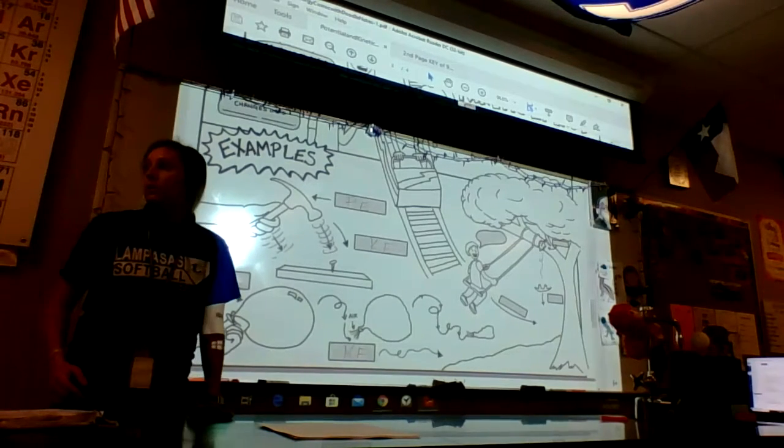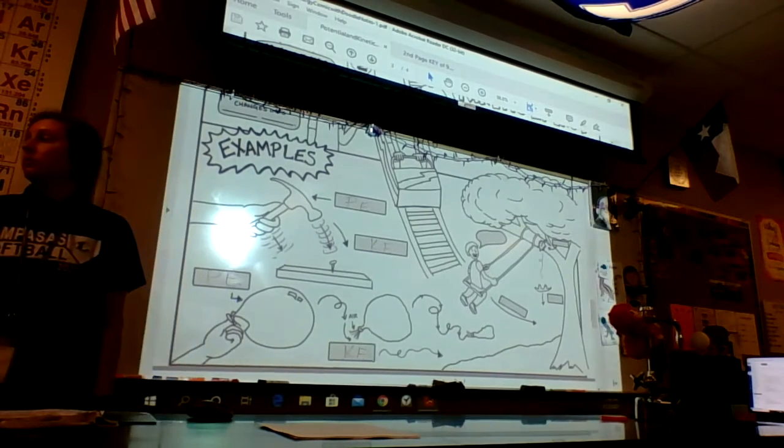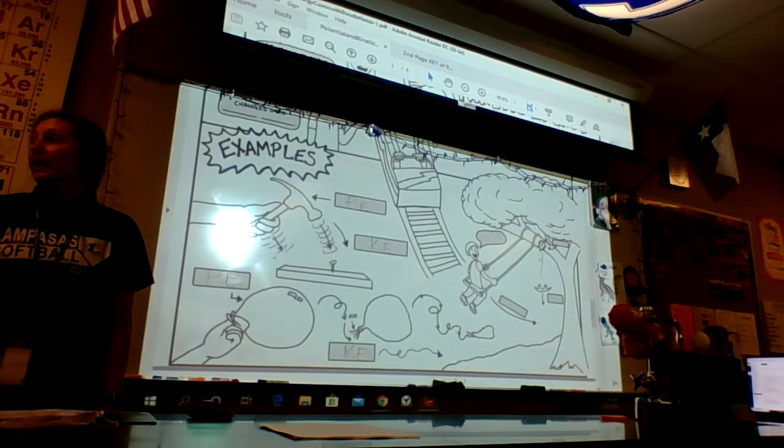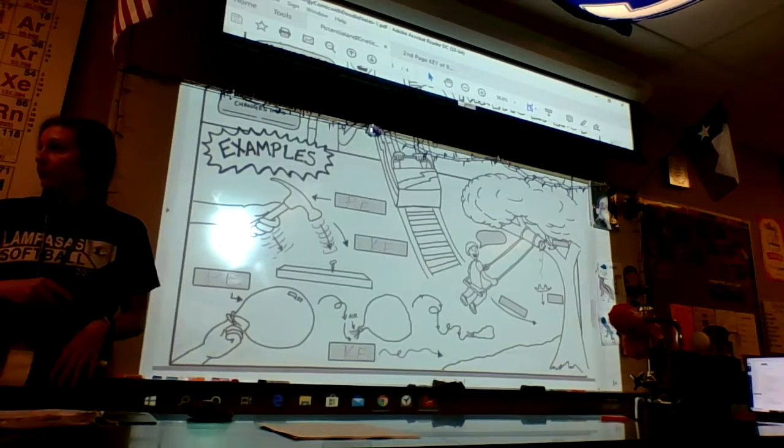What about a balloon? Say that the air is kinetic energy, and you let the balloon go. Well, you can't see the air particles, but they have all that energy.